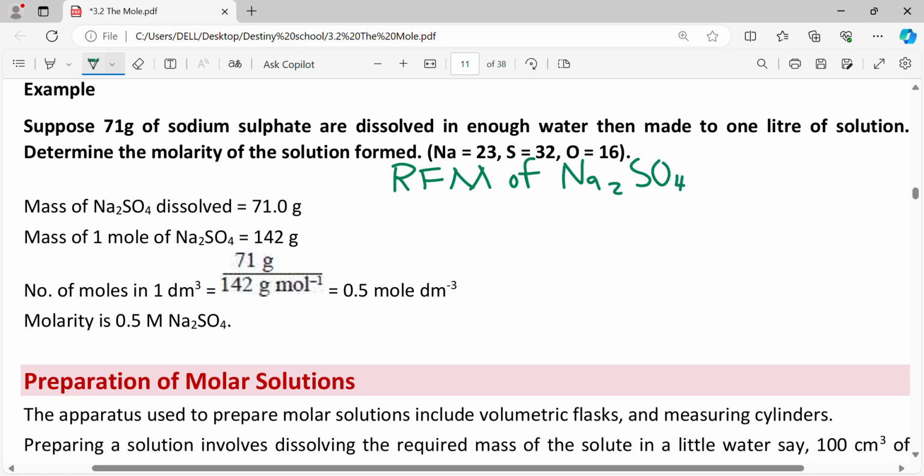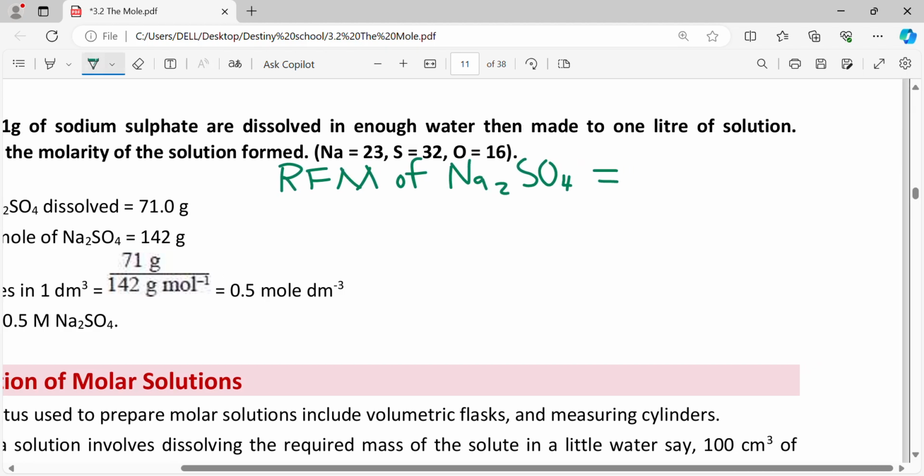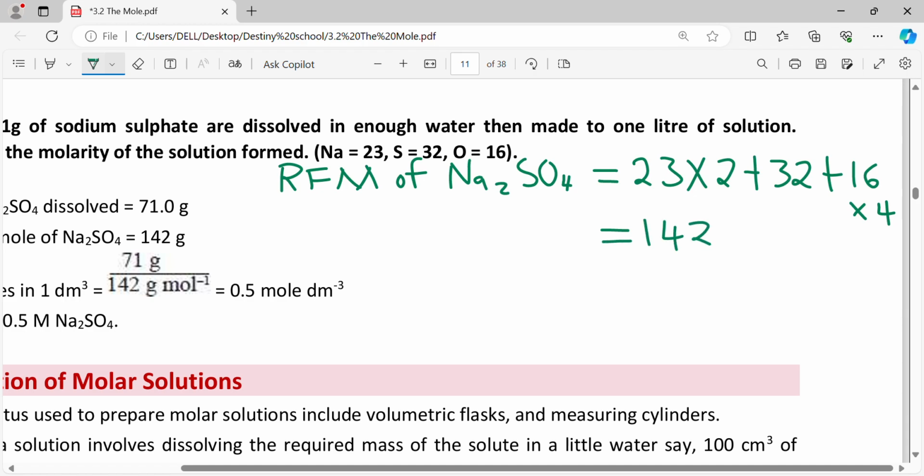RFM of sodium sulfate. What we're going to do here is to add these things. So sodium, there are 2 of them. Sodium atoms, there are 2 of them. So that will be 23 multiplied by 2, because 1 sodium has a molar mass of 23. Then there is a single S, that is sulfur, which is 32. Then plus, we have how many? We have 4 oxygen atoms. That will be 16 times 4. So if you add everything, you get 142.